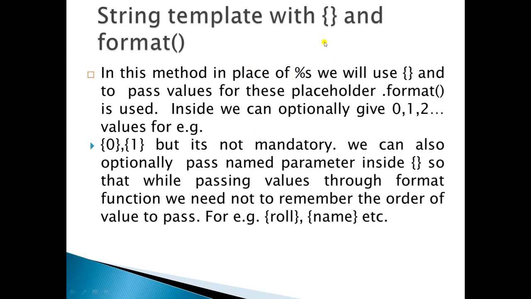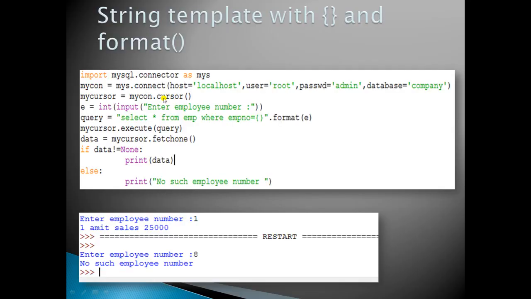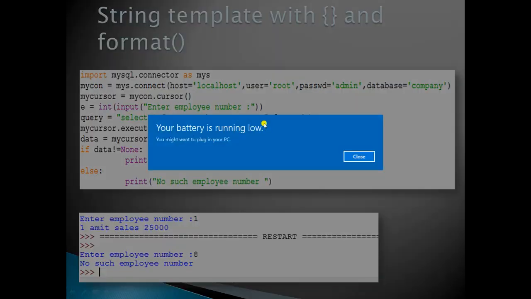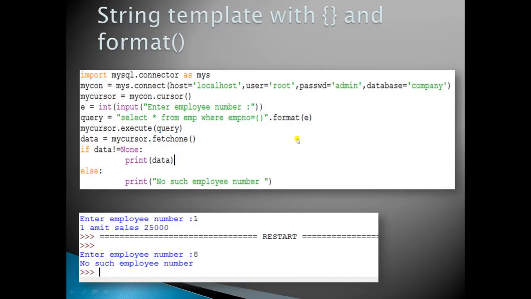String template with curly braces and the format function. Now in this you have to use curly braces instead of the percentage %s, and for this you have to use the format function also. How will you use it? You can see this, now in this, enter employee number. So here you have to select asterisk from employee where employee number is equal to this. Then you have to use the curly braces, then dot format E. This format E function will replace the curly braces. Then that particular query will get executed.